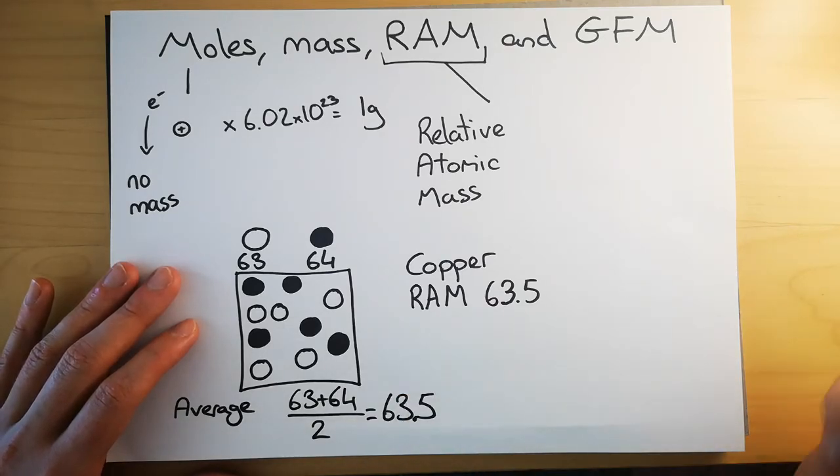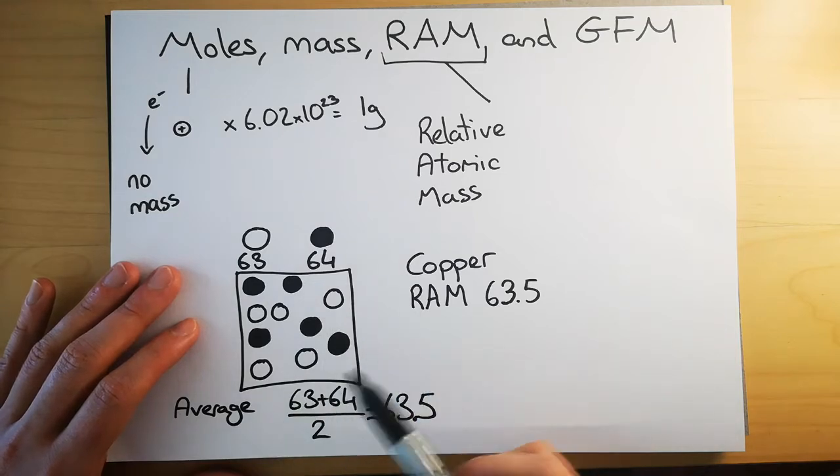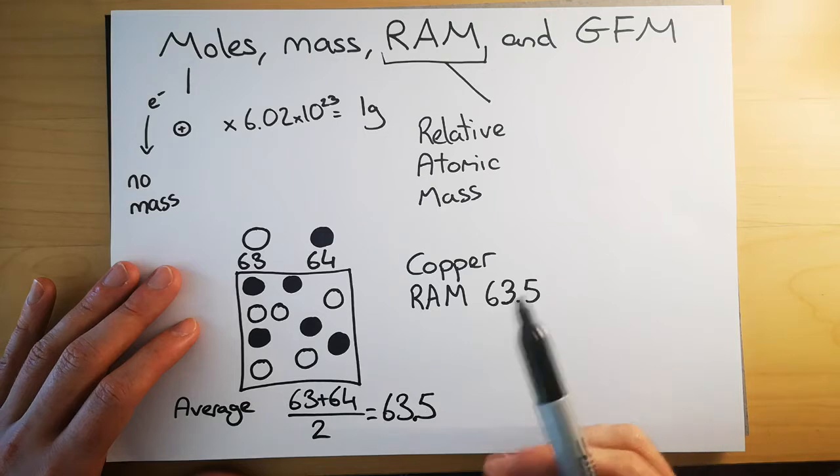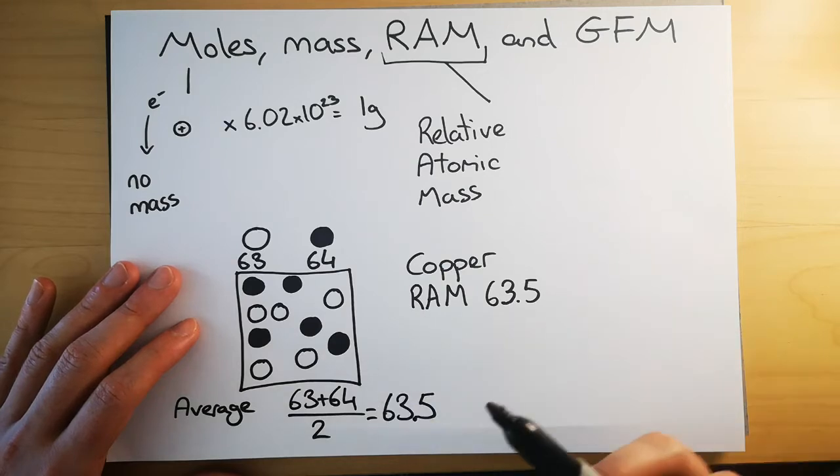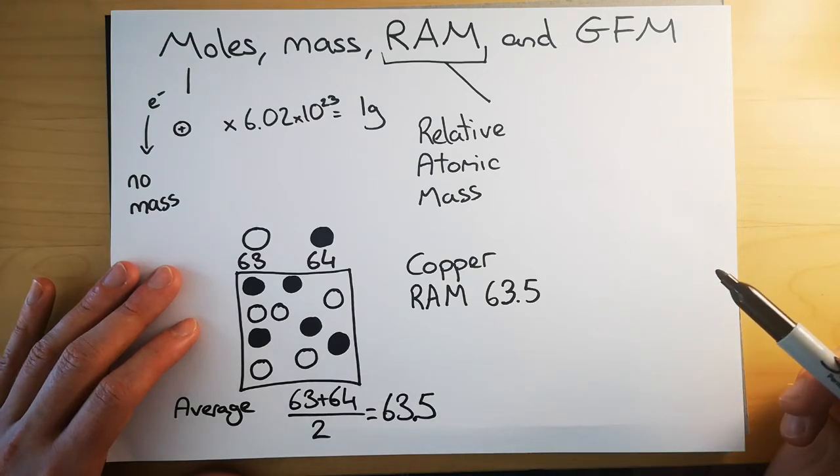So you've got a 50% chance of picking up a 64 atom and a 50% chance of picking up a 63 atom. And so when we do the calculation to do an average, we get 63.5. They have actually asked you to do this in the past in the exam, and what they do is they give you an equation and you basically got to plug in the numbers into the equation and get the relative atomic mass out of it.